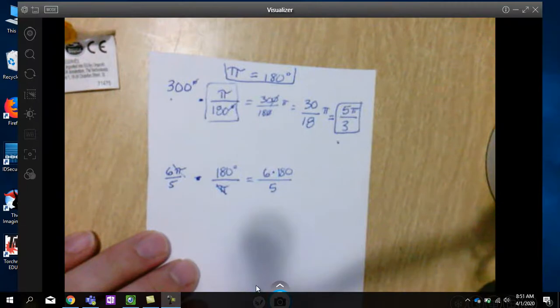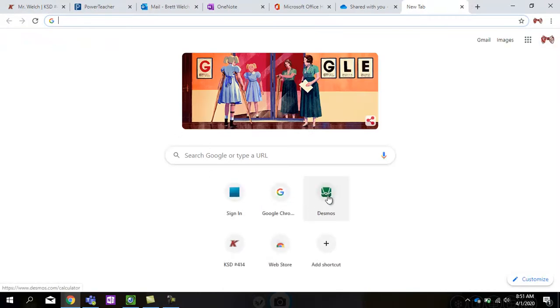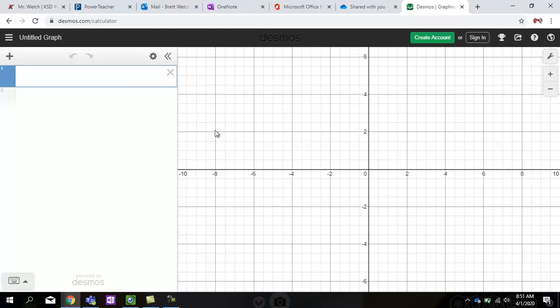At this point, maybe you're like, oh, Mr. Welch, I'm not that good with numbers. Can we use a calculator? You could technically use a calculator this whole time. I don't know that Desmos is going to give you reduced fractions. Like if I take, earlier we had 300 divided by 180, I don't want this 1.6666 repeating. That's not what we want.